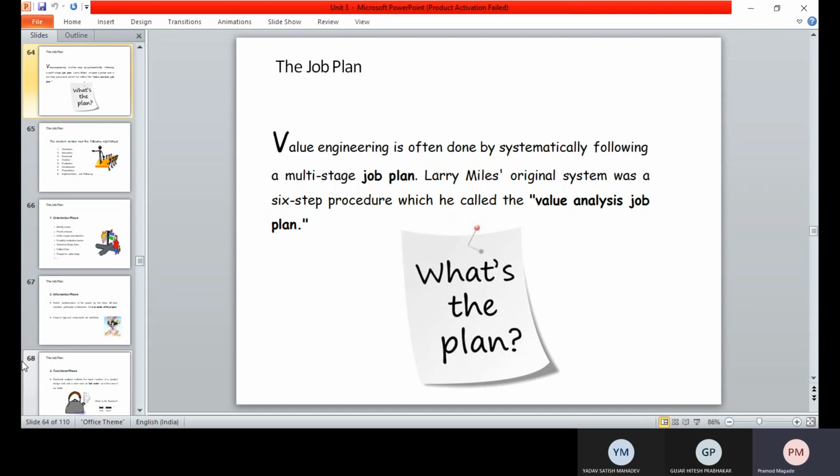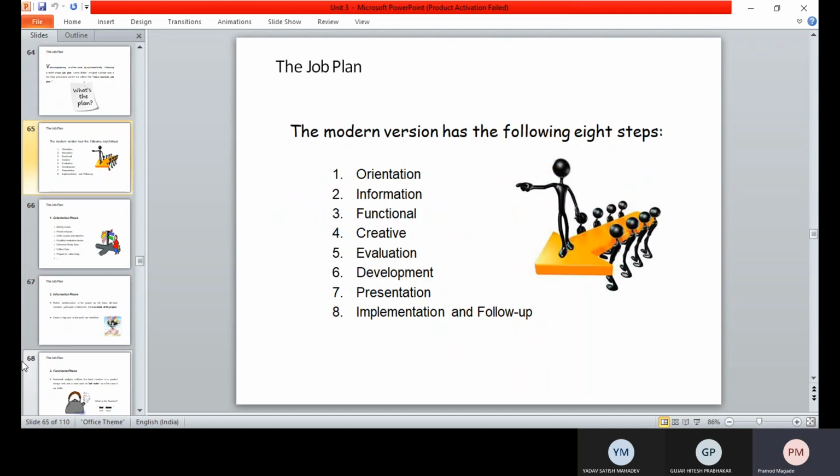So Larry Miles again, Larry means of course this founder. Original system was a 6-step procedure, which is called as a value analysis job plan. So he has mentioned the procedure steps for developing that value analysis job plan. So these are the steps, and these are the steps from starting to end of the product, for defining the value. Of course, while taking the costing related to that particular product, we need to consider this process. We need to consider the effort required, and he has mentioned the steps.